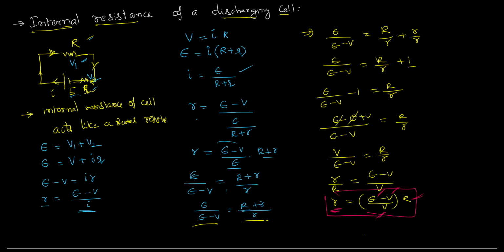Of course, if the cell is an ideal cell, the potential drop across the cell is nothing but equal to the EMF itself, then it becomes 0 itself. That kind of cell is called an ideal cell. That's how we can derive an equation for the internal resistance of a discharging cell that is connected in a circuit.